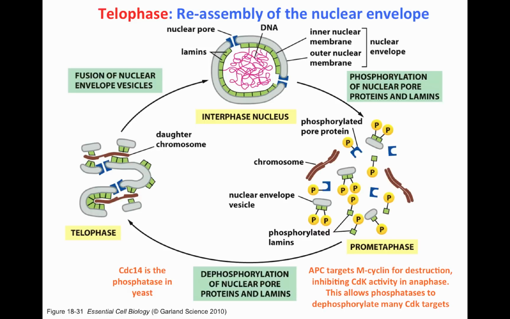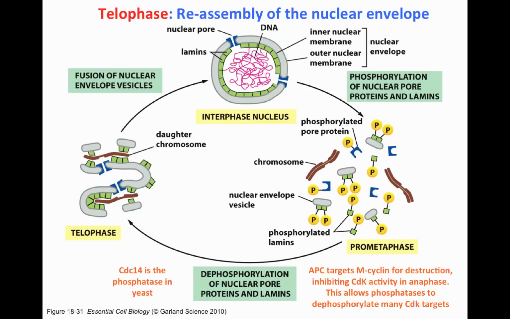This is going to now allow the activation of phosphatases that will be able to remove the phosphates from the targets that CDK phosphorylated. One of those proteins in yeast is the protein CDC14. Once the phosphate, for example, has been removed from the lamins and from the nuclear pore proteins, those will be able to begin assembling, and eventually they start to interact with the daughter chromosomes. And at that point, what you have is the formation of the nucleus during telophase.